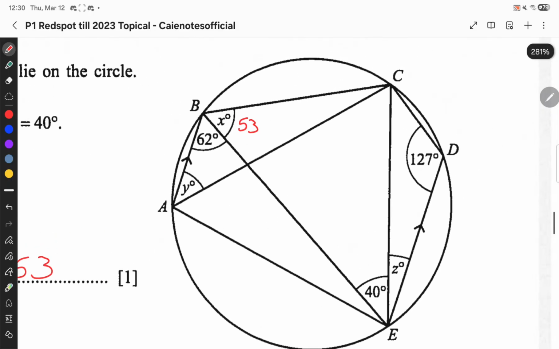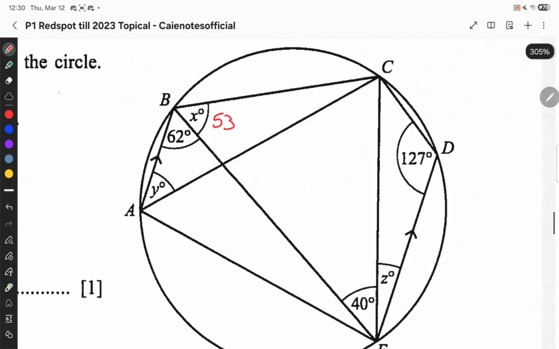Well, we can do this by looking at here. This is a z setup, so we can do corresponding angles. So this is 62 minus 40, which is 22.